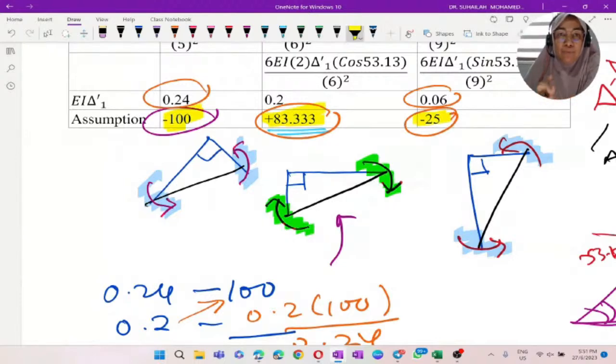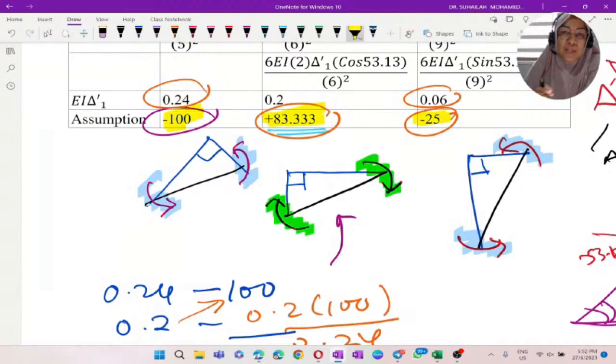This is the fixed end moment. So we will write this value at all positions. For AB and BA, we will use negative 100, both are negative. For member BC, we use BC and CB positive, positive 83.333. And for member CD, the value is negative. So we put CD negative, DC also negative 25.